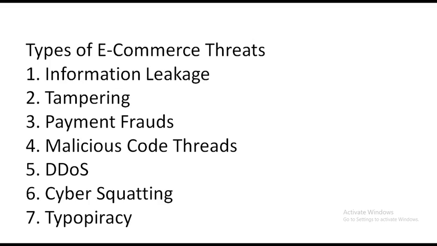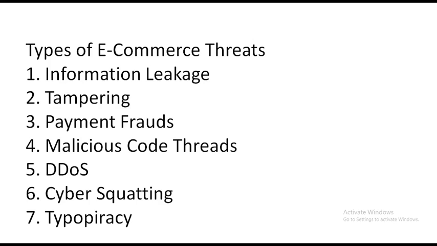Next one is cyber squatting. Cyber squatting is creating a duplicate website of a well-known company and registering it in its own domain name, and trying to make people use the website with that familiar company domain name. That is what is known as cyber squatting. And then the last one is typo piracy. Typo piracy is a variant of cyber squatting. Variant is nothing, different, entirely different. That is what variant means.